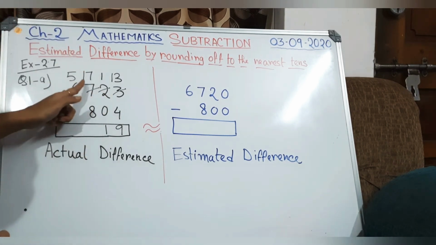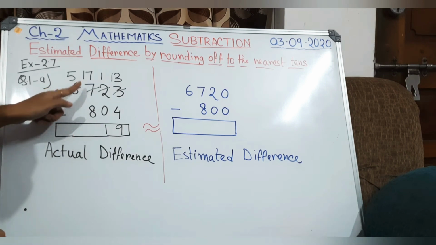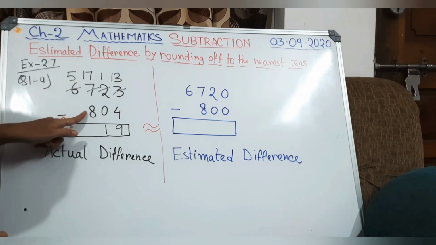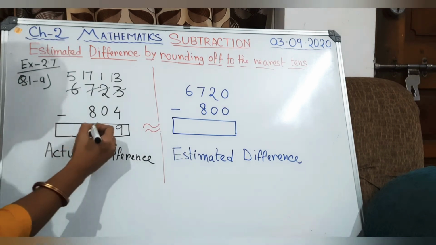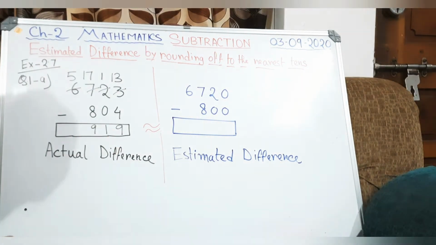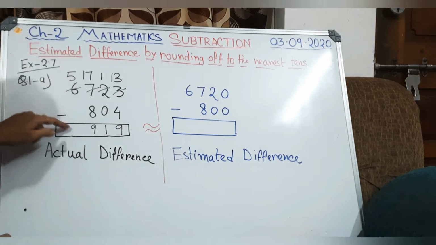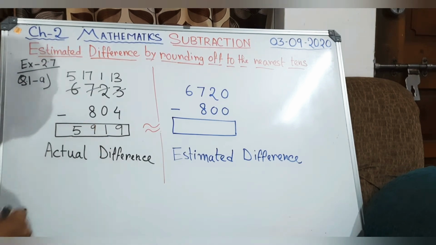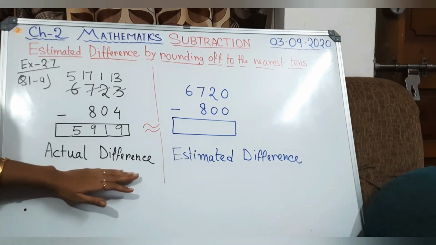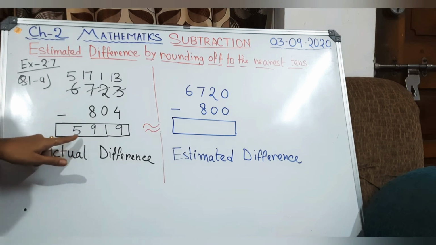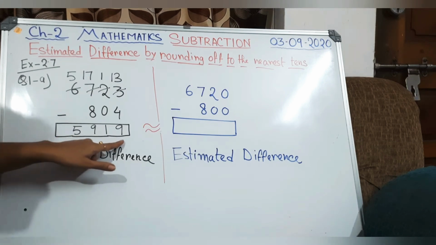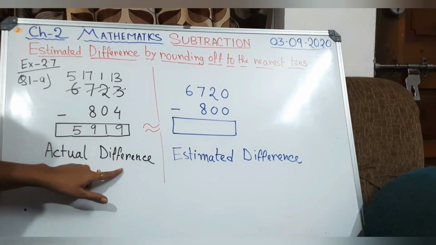Now come back to your hundreds place. From 17 you need to subtract this 8. So what will come? 9 will come over here. And here nothing means this 5 will come. So this is my actual difference. My answer I got over here, that is 5919. That is my actual difference.